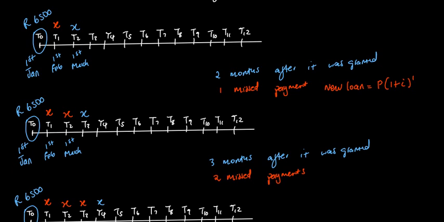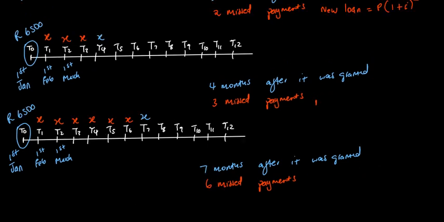If you miss 2 payments, the new loan will be equal to P into 1 plus i to the power of what? To the power of 2, because you have missed 2 payments. So when you use this formula, just remember that n there is going to be the number of payments that you have missed. If you missed 3 payments, the new loan will be equal to P into 1 plus i to the power of 3.